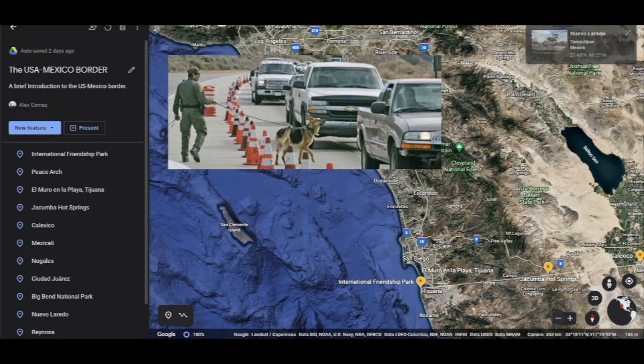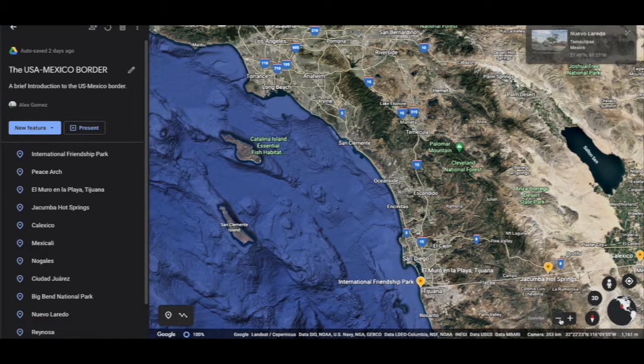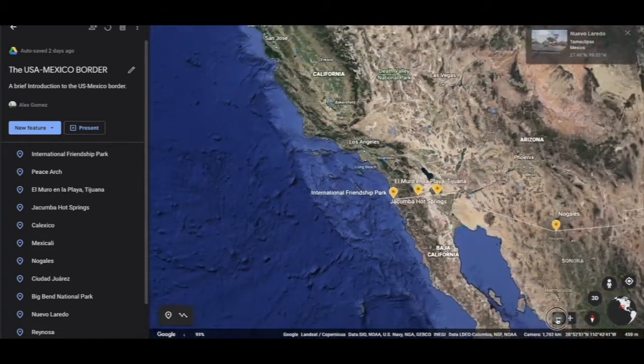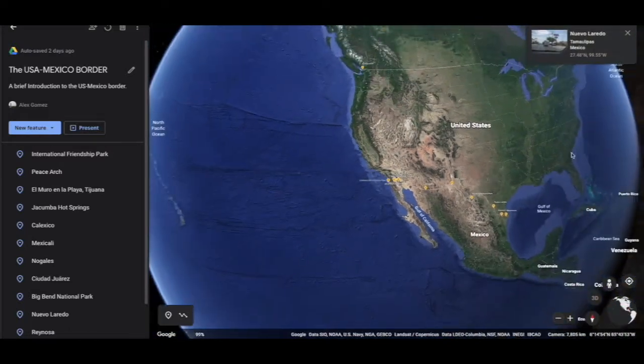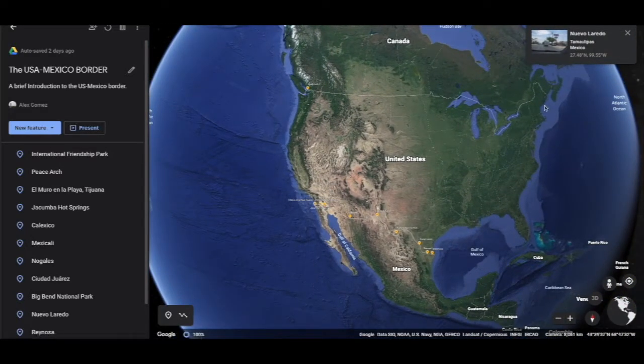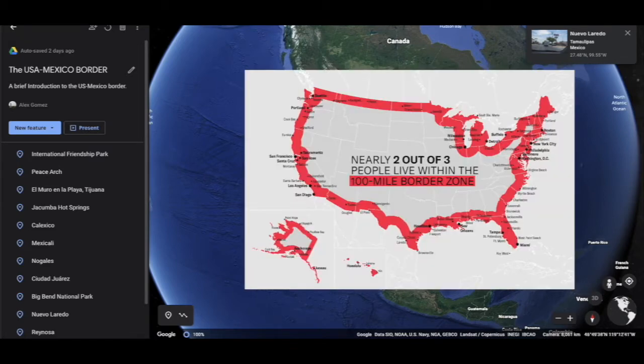Now, the 100-mile border zone extends along the US. People don't like having to go through those checkpoints because of traffic. We have them all over on Highway 8, on the 15, all over the US. And if I go around the US, and if you look, we have 100-mile border checkpoints along the periphery of the US that really affects two-thirds of the population of the US.